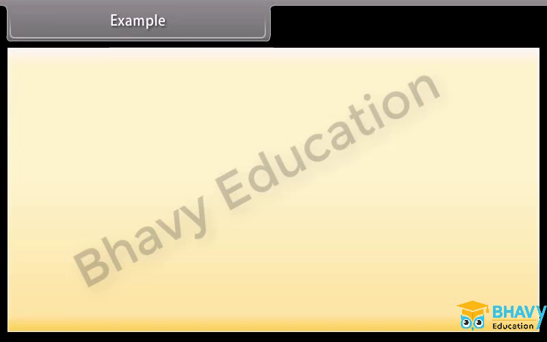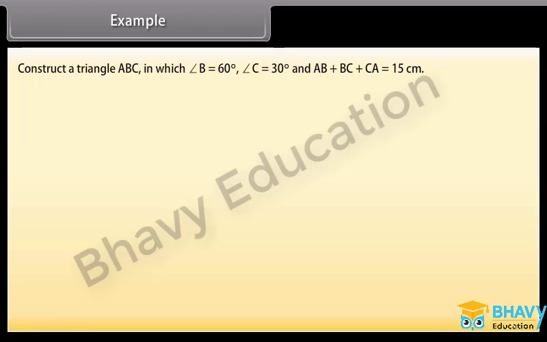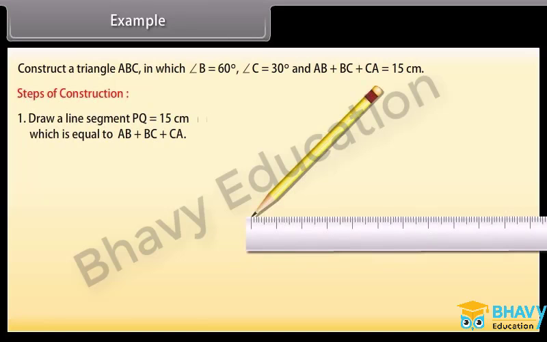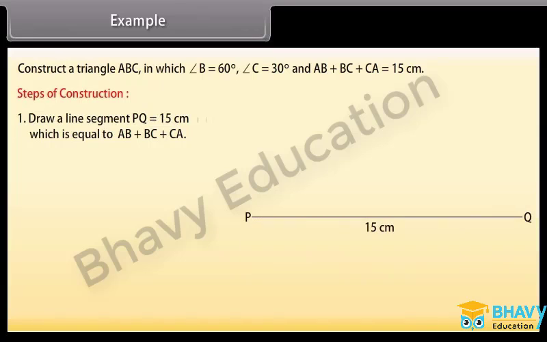Example. Let us now look at one example in which we have to construct a triangle ABC, in which angle B is 60 degree, angle C is 30 degree, and AB plus BC plus CA is equal to 15 centimeter. Steps of construction. First of all, we will draw a line segment PQ equal to 15 centimeter, which is equal to AB plus BC plus CA.